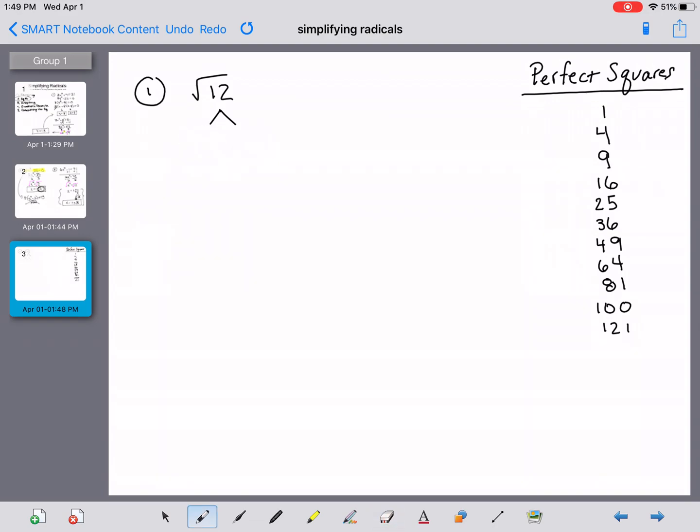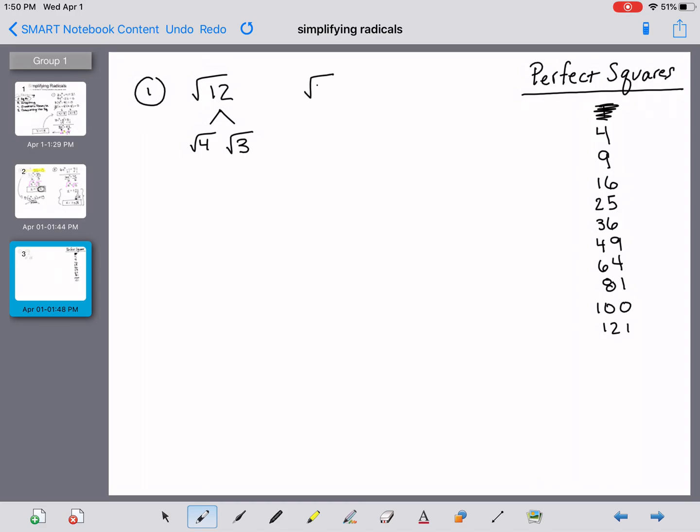So when you choose your two numbers, right, you want to choose two numbers that multiply to make 12, but one of those numbers should come from this perfect square list. Don't choose 12 and 1, because the square root of 1 is 1, and you just end up back where you started again. So never choose 1. Some people, when they make their list, don't even include 1 because it's kind of pointless. So two numbers that multiply to make 12, but one of them has to come from this list over here on the right-hand side: 4 and 3. So 4 times 3 is 12.